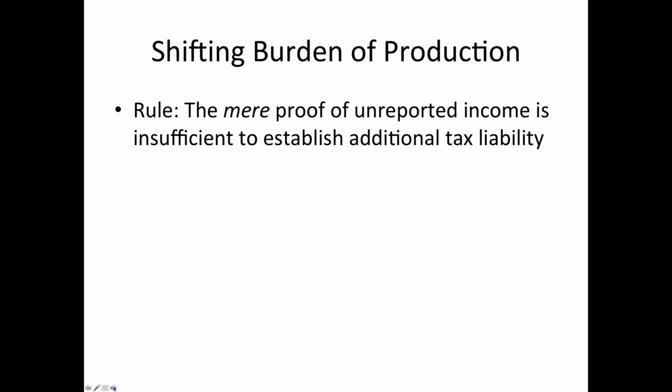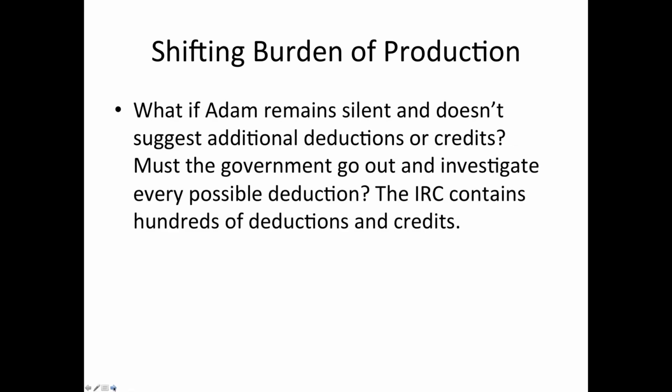establish additional tax liability. Now, what if Adam remains silent and doesn't suggest additional deductions or credits? Must the government go out of its way and investigate every possible deduction? No, absolutely 100% no. The Internal Revenue Code contains hundreds of deductions and credits, and it's not the government's duty to find all of the deductions that Adam could have taken but didn't take to offset that unreported amount of gross income. Instead, it would be up to Adam's legal team.